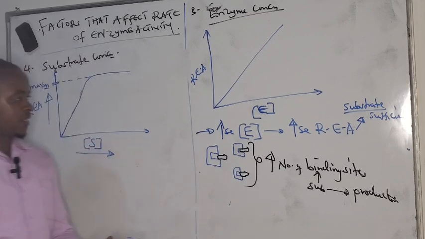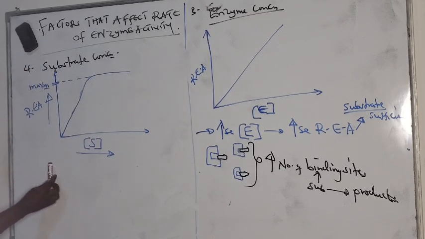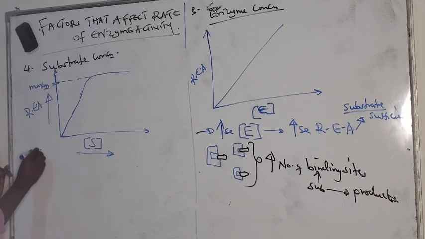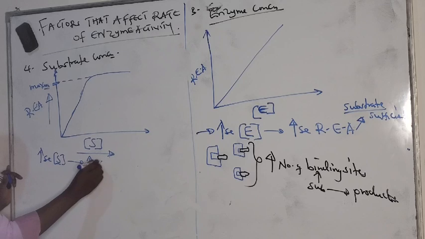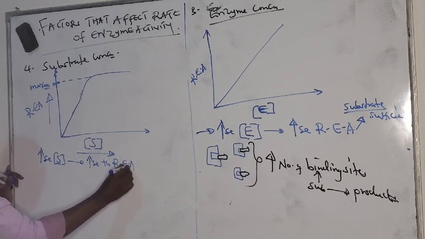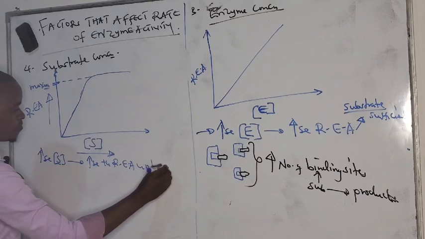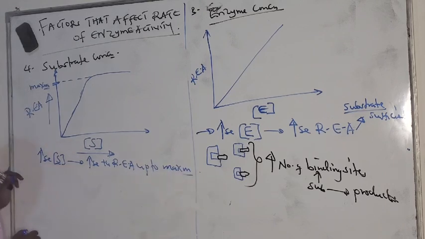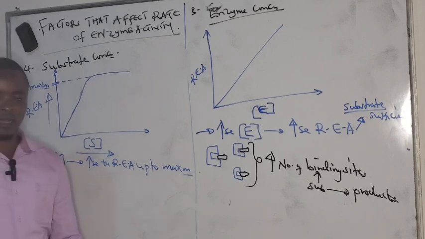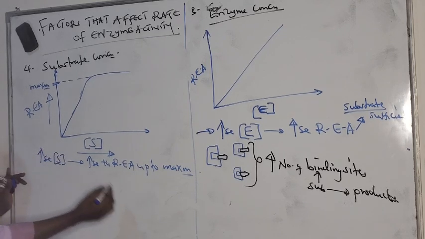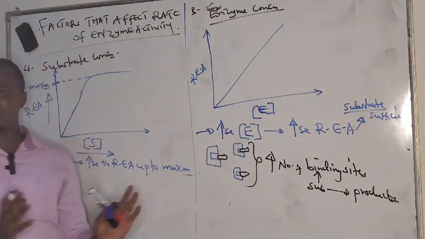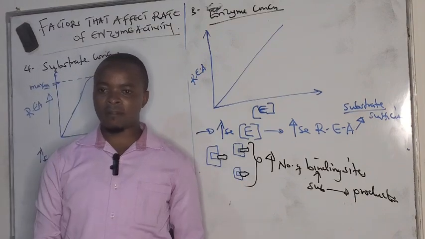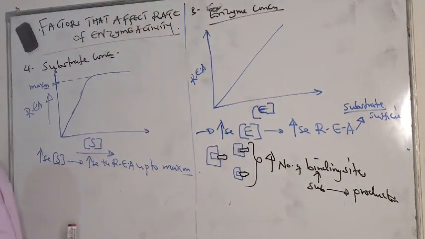And how does an increase in substrate concentration increase the rate of enzyme activity up to optimum? Let me first write it: increase in substrate concentration increases the rate of enzyme activity up to maximum. And why does it increase up to maximum? The disclaimer is that enzymes must be enough, isn't it? Because if you increase the food and there are no eaters, then you will not be doing any work. So here we make sure the enzyme concentration is sufficient.